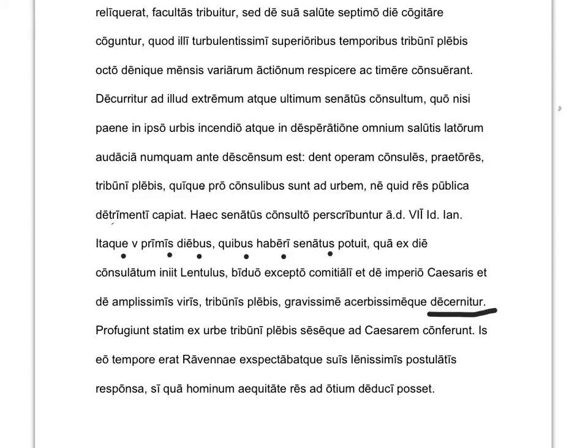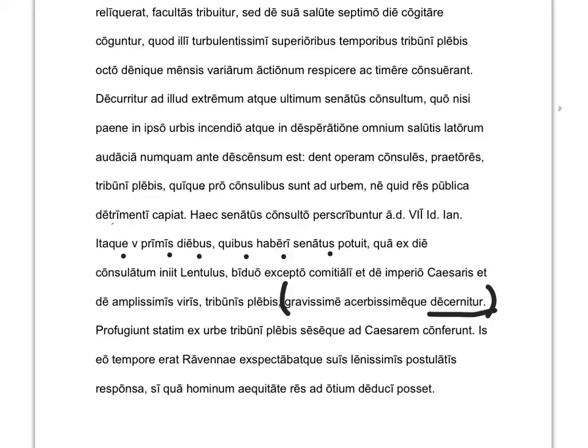This is an impersonal verb, one that we've seen, similar verbs that we've seen before, particularly when talking about procedural things in the Senate. So your commentary gives you, this is on page 96 of your textbook, it says, very severe and harsh decrees were passed. So what does that mean? So you're taking this whole chunk here, very severe and very harsh decrees were passed.